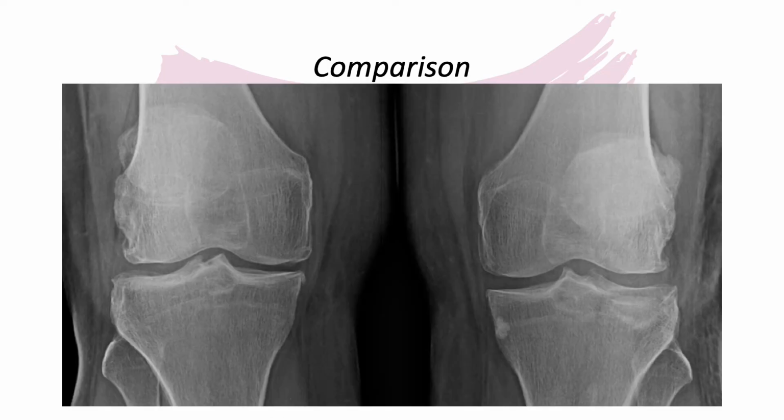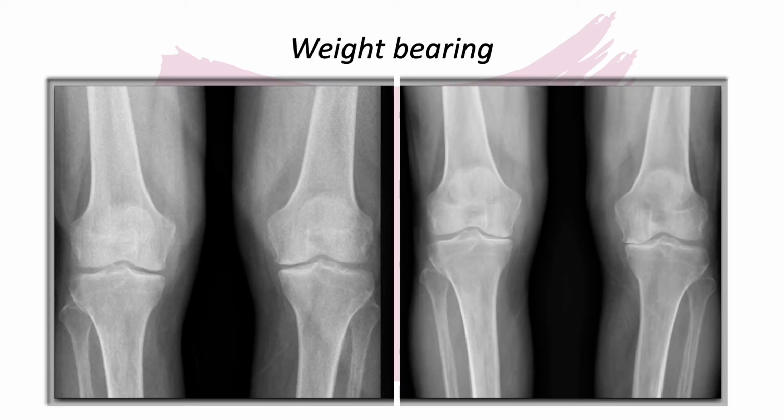A comparison radiograph is also extremely helpful. If you looked at this radiograph in isolation, one may not appreciate the joint space narrowing, whereas if you look at it in comparison to the opposite side, you can see that it is obviously narrowed. Last but not least, weight-bearing radiographs are particularly important.